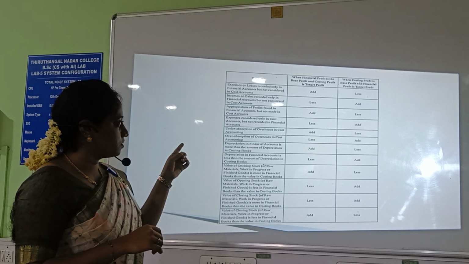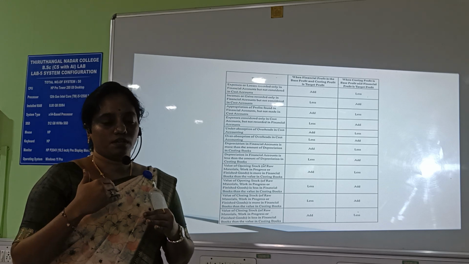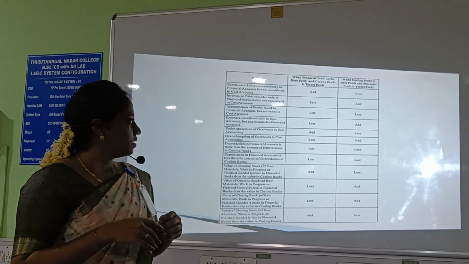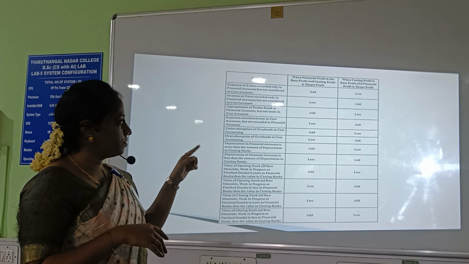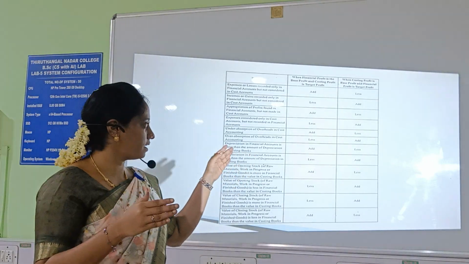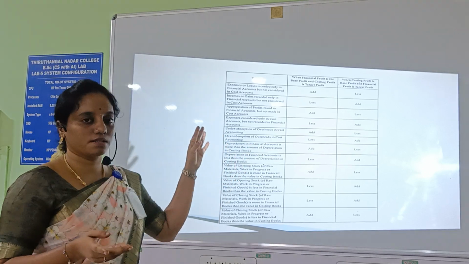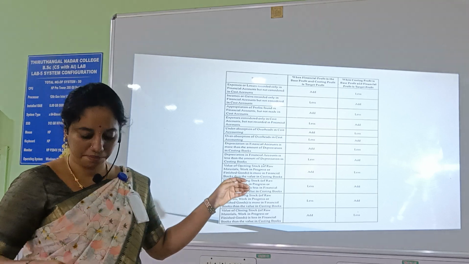And under absorption of overheads in cost accounting, under absorption means we have taken that figure as a lesser amount. So under absorption of overheads in cost accounting, if financial accounting is taken as a base, we have to add that item, and if cost accounting is taken as a base, we have to less that item. So likewise, all expenses are given here.